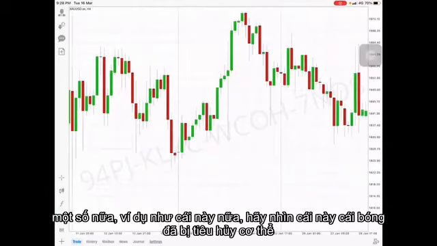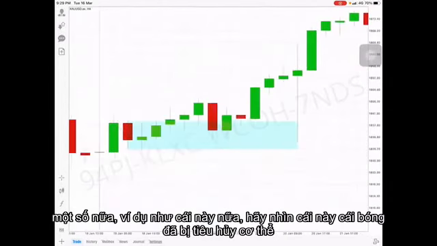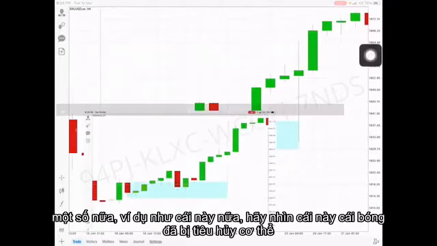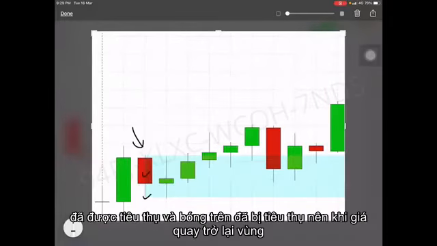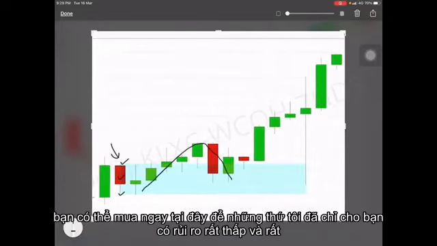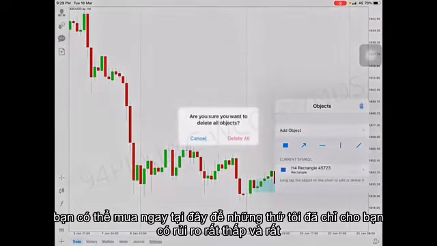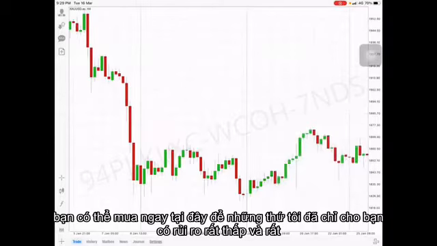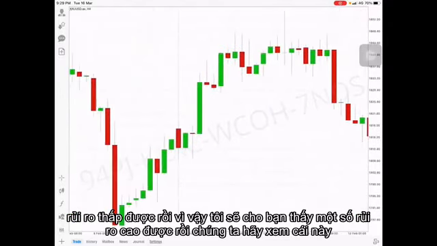For example, this one as well. Now look at this one. The shadow has been consumed, the body has been consumed, and the upper shadow has been consumed. So when the price comes back to the zone, you can entry buy right here. The ones that I've shown you are very low risk. So I'm going to show you some of the high risk. Let's take a look at this one.